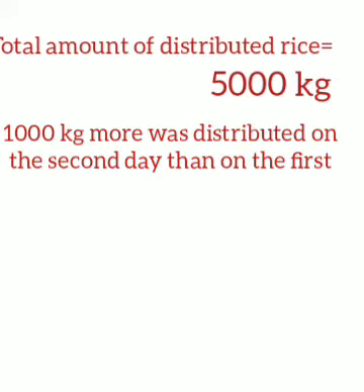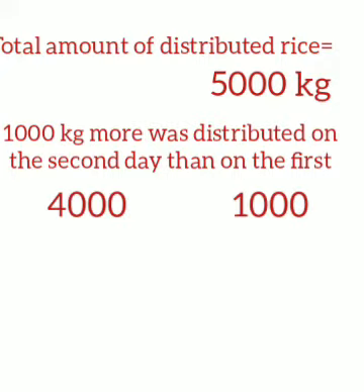How can we find this? Total amount of distributed rice is 5,000 kilograms. 1,000 kilograms more was distributed on the second day than on the first day. First we remove that 1,000 kilograms of rice from 5,000 kilograms. Which 1,000? Yes, the extra rice given is taken away from that 5,000. Then what is the remaining amount? Yes, that is 4,000. The extra 1,000 kilograms we set aside, the rest is 4,000.